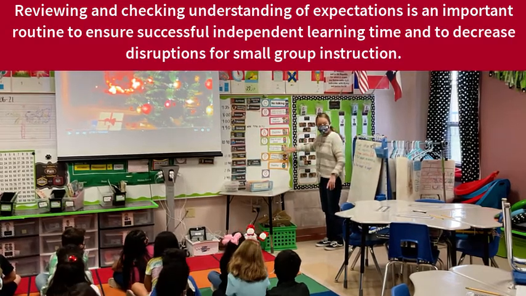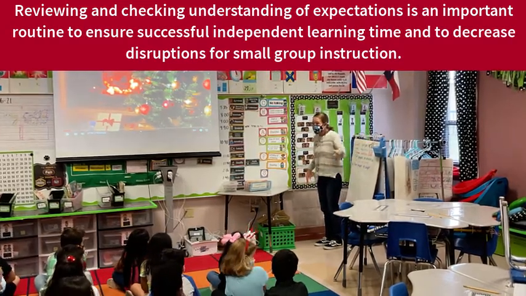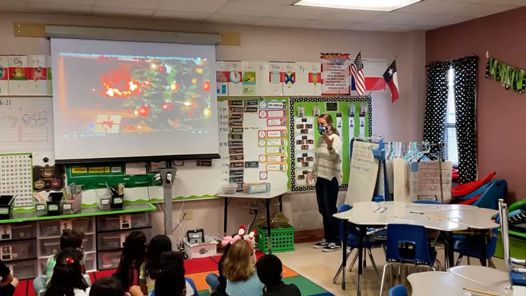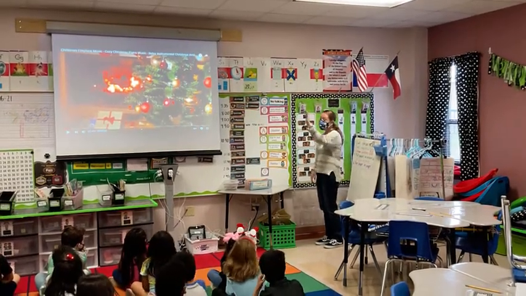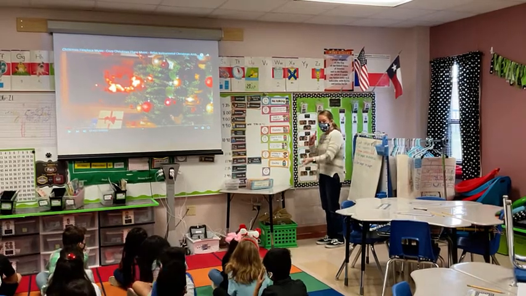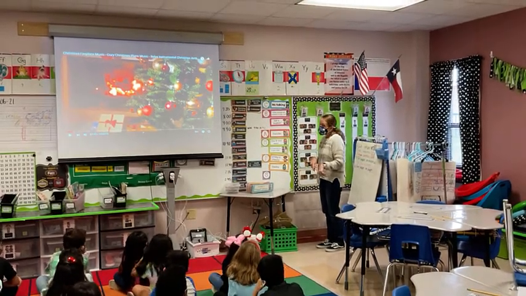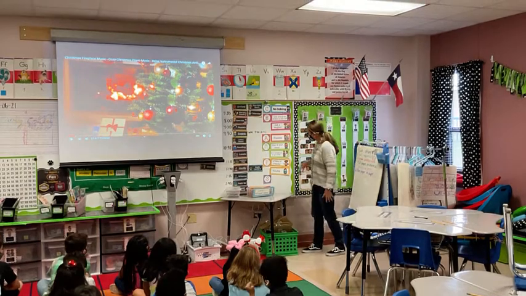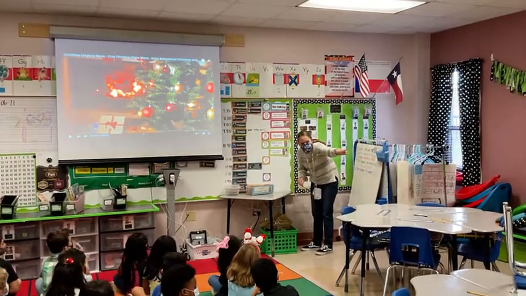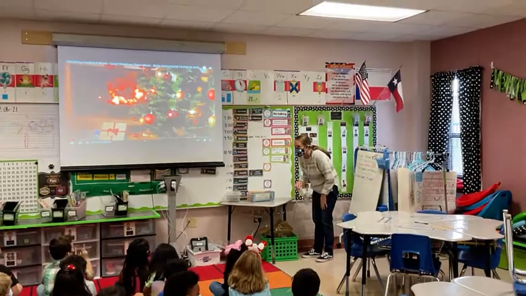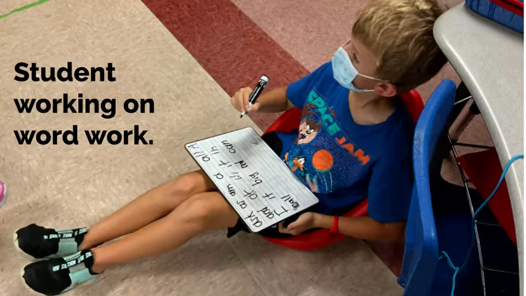That's right. If you need to get materials from the library, you can get up to walk to get those. If you need to get paper for writing, if you need to get a whiteboard, right? You can move for things you need. But we're not just up roaming around the classroom. And then when I look at you, when I'm working at my table with a friend, that's right. You should be working on your station.